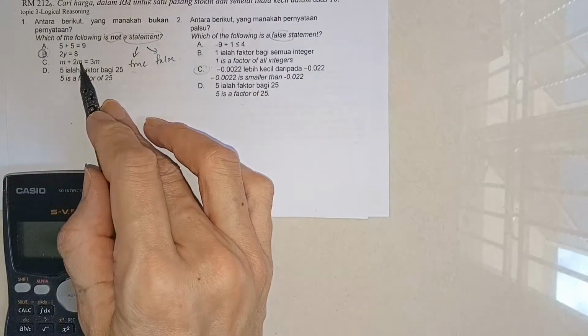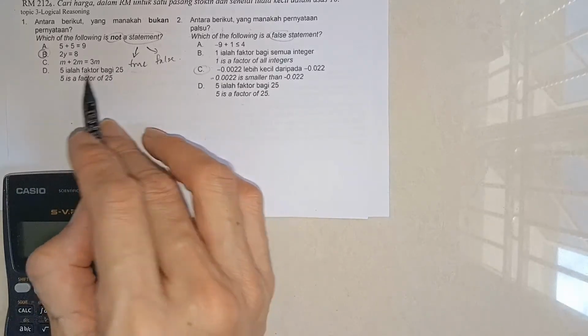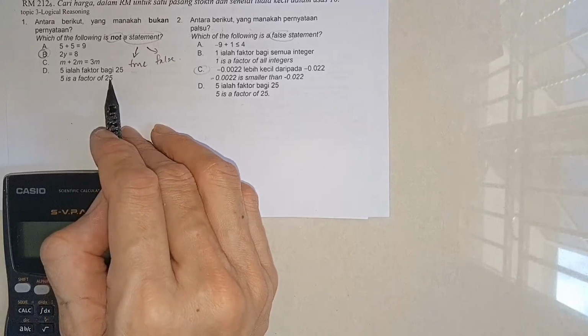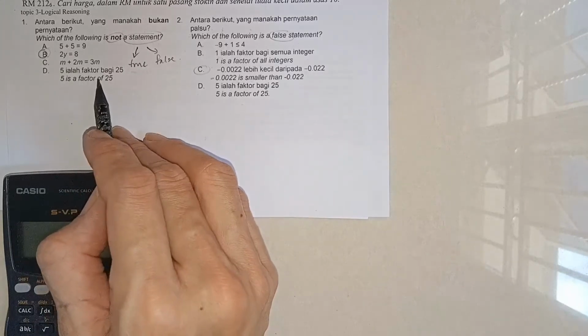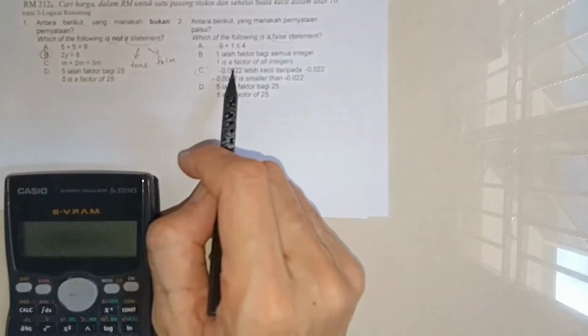Like m plus 2m equal to 3m, correct? This is a true statement. 5 is a factor of 25, correct? So it's a true statement. So we look at number 2, which of the following is a false statement?